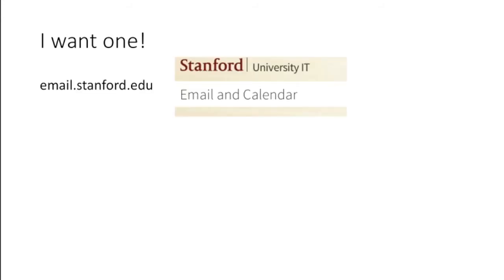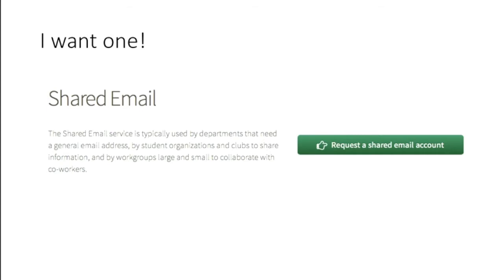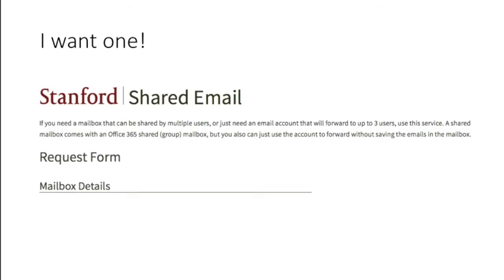Getting a group mailbox is really easy. You start by going to email.stanford.edu. Really hard to remember. You click on Email for Groups, you click on Shared Email, and then you submit a request. Once your request is approved, you'll get an email with your workgroup's name and instructions on what to do next.